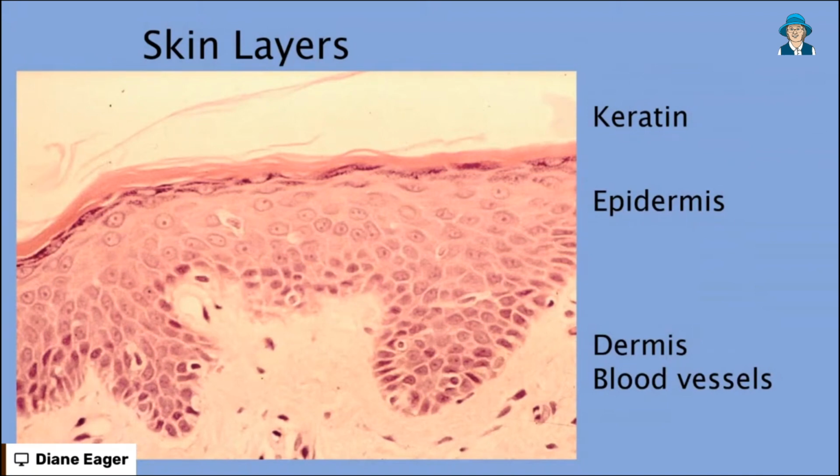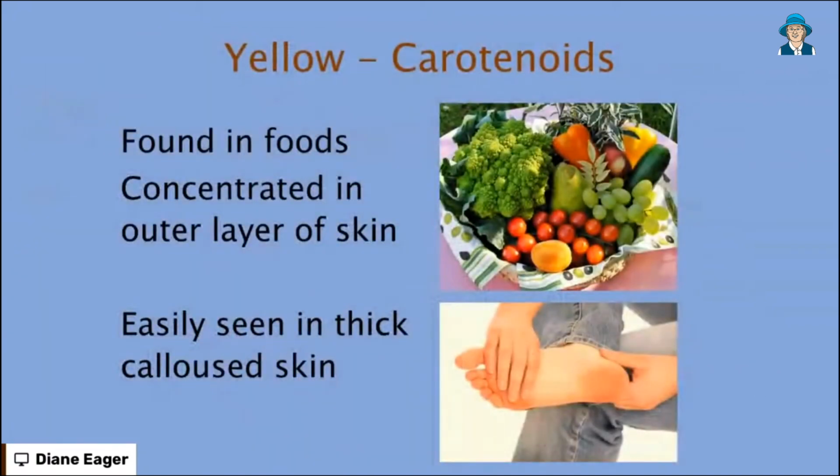Because there is some variation in the amount of blood vessels that are there and the ones that stay open. Now let's go to yellow. Yellow comes mainly from a group of chemicals called carotenoids, and they're found in food. Some of them are quite tasty, and they tend to get concentrated in the outermost layer. So they are easily seen in thick calloused skin. That's where that keratin layer is very thick.